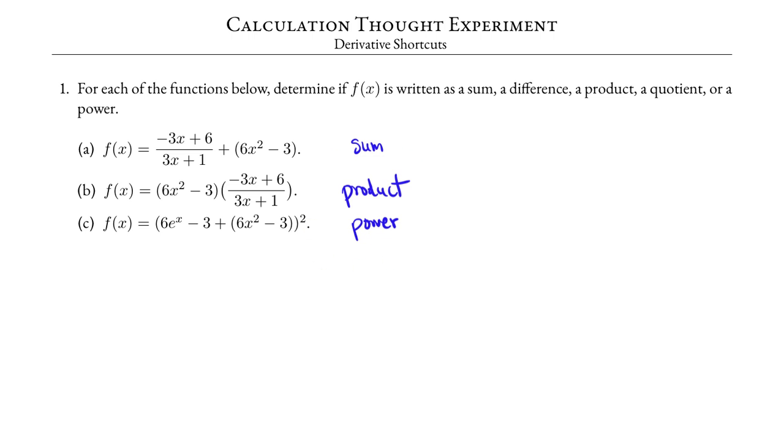The way that we determine it is that we pretend that we were to evaluate each of these functions. And so if we were to evaluate the first function, we would need to add two terms. If we were to evaluate the second function, we would need to multiply two factors. And if we would need to evaluate the third function, we would need to evaluate the inside, and then we would raise it to a power 2.